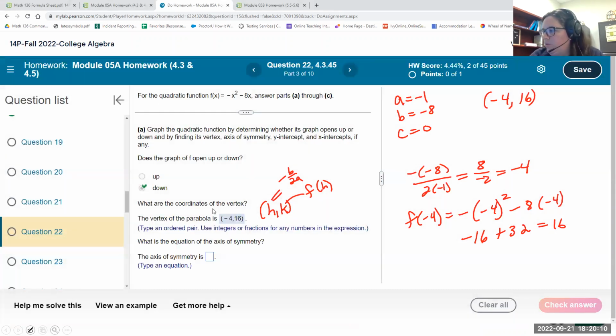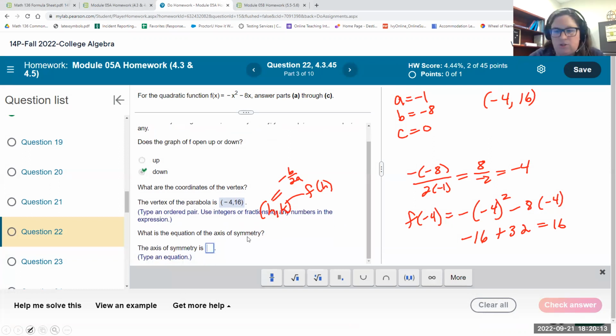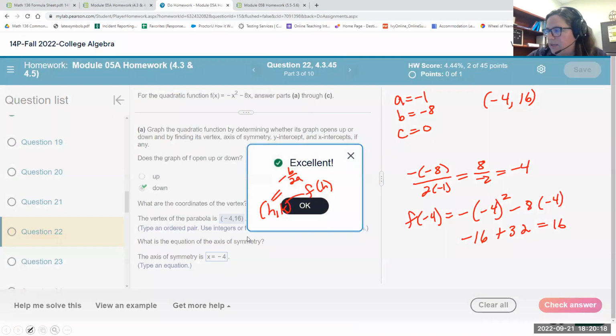All right. And then it wants the axis of symmetry. So again, that's just going to be x equal to the x coordinate of the vertex. Just don't forget the x equals.